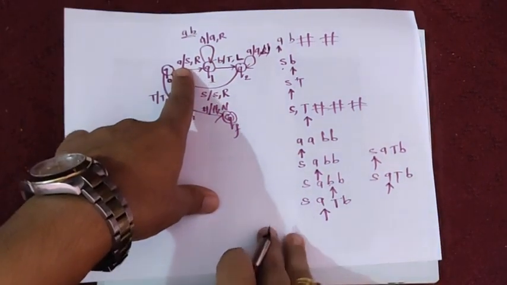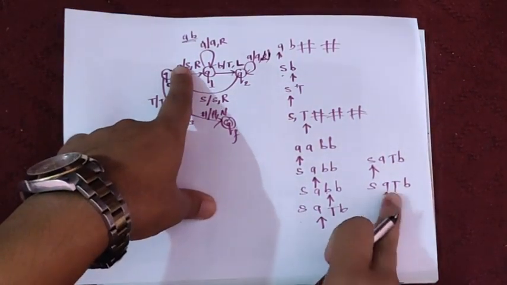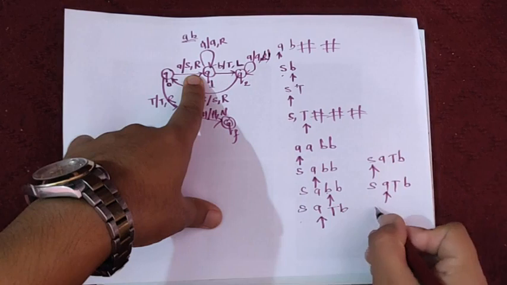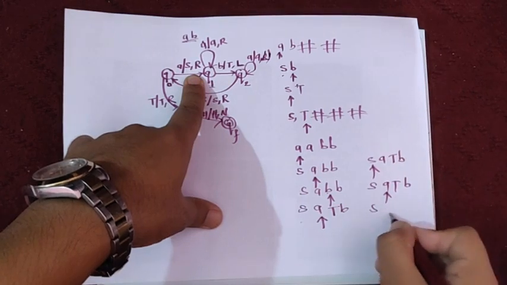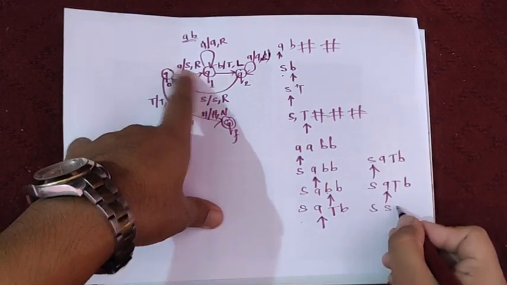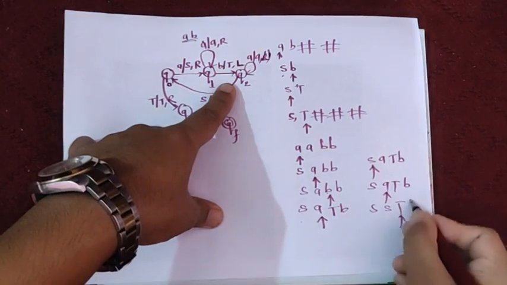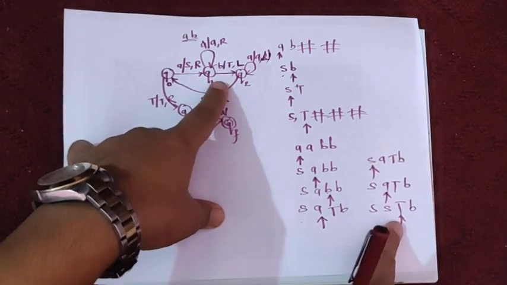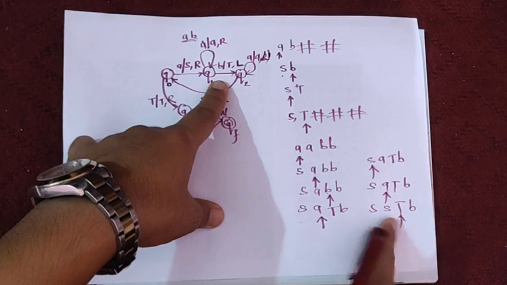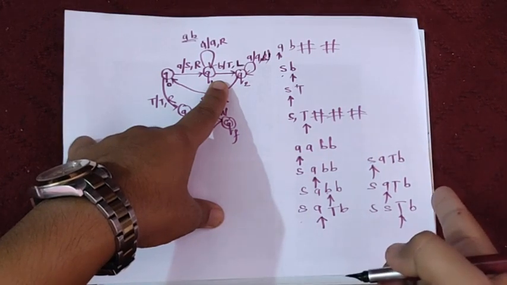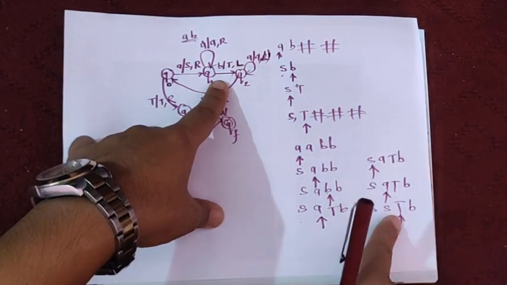Now a similar process occurs. When A arises, it is replaced by S and we move right, so T, B. We do not get B here, that means we get T. Until B is reached, we do nothing, so that means T.